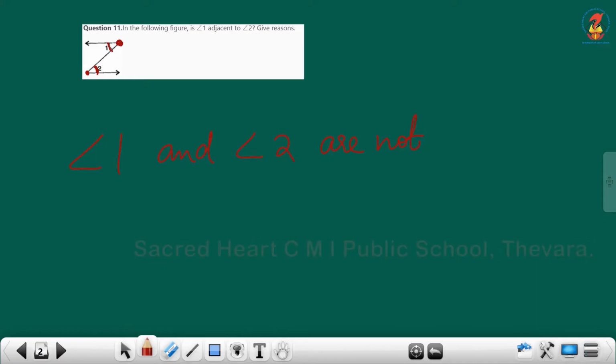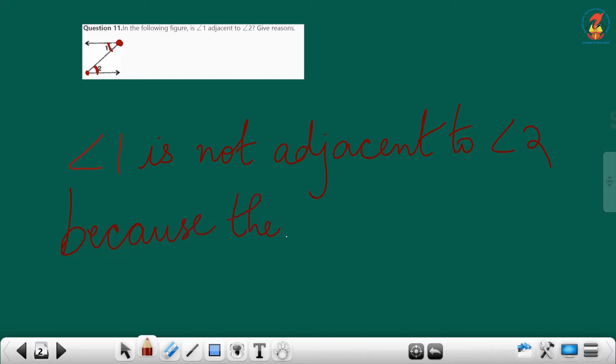Write down: angle 1 is not adjacent to angle 2. What is the reason? Because they have no common vertex. I hope this answer is clear. Angle 1 is not adjacent to angle 2, because they have no common vertex. Okay. Now, move to the next question.